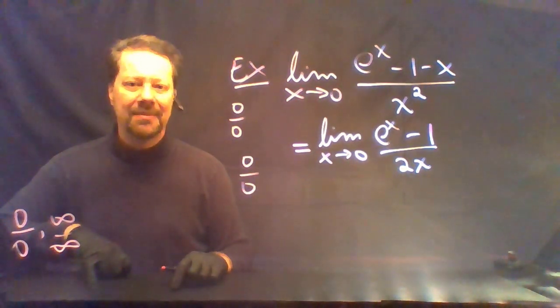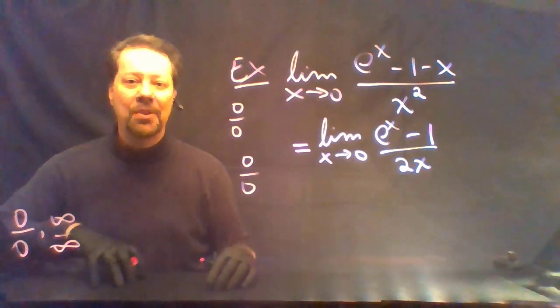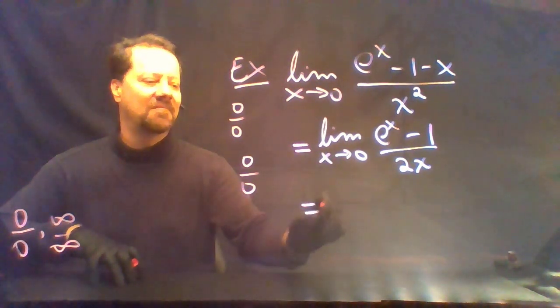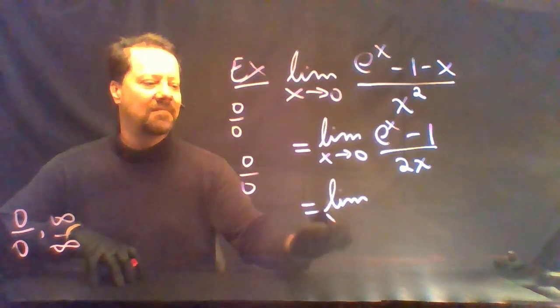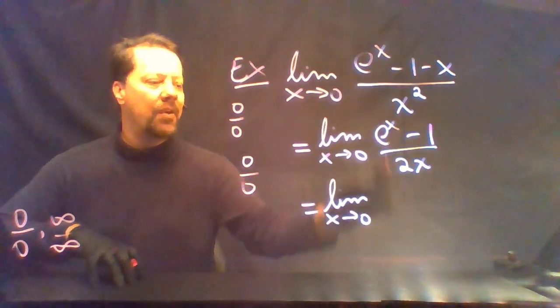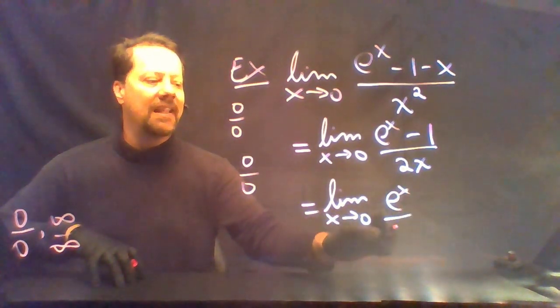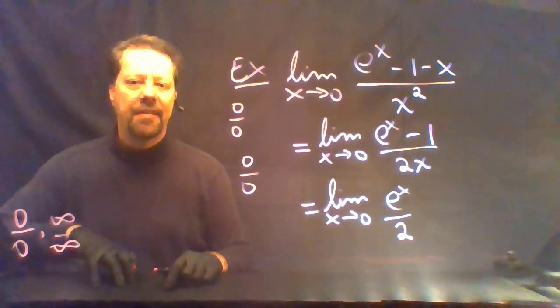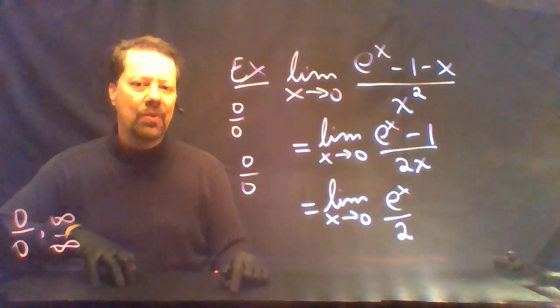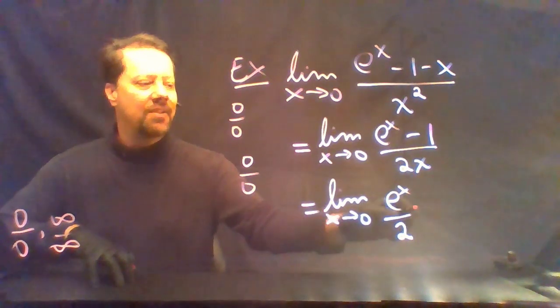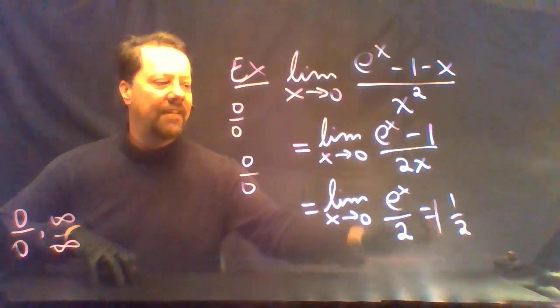What do you do? You use L'Hopital's rule again. The derivative of the numerator is now just e to the x, and the derivative of the denominator is 2. In the limit as x goes to 0, you have 1/2.